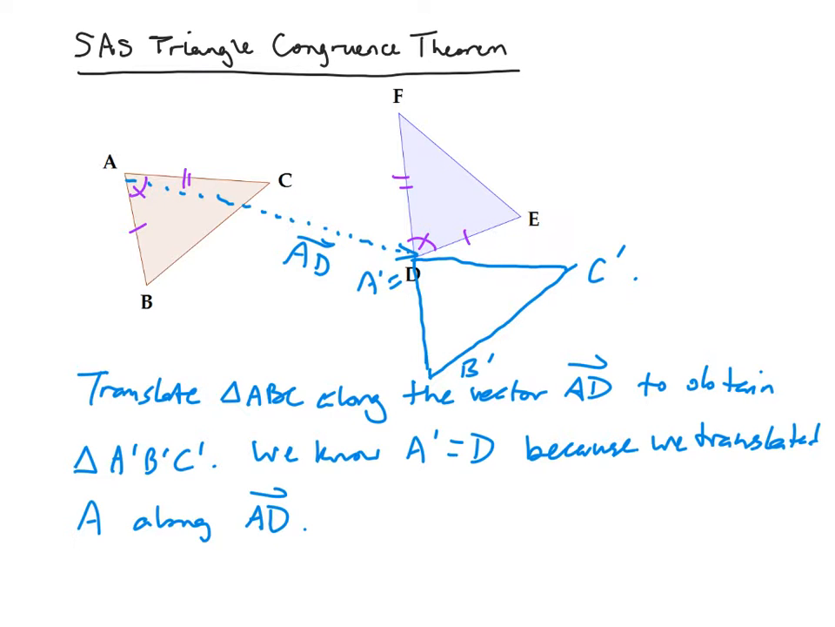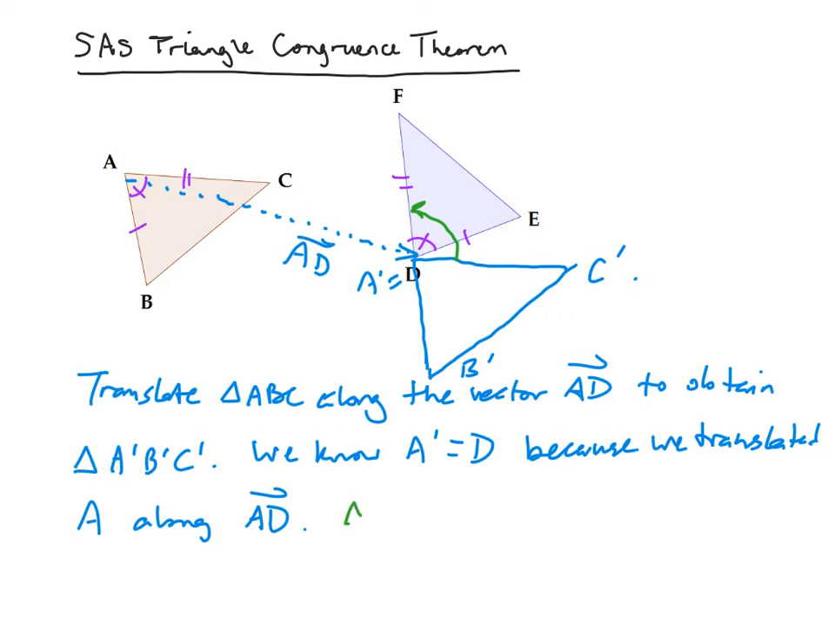Now the next step I'm going to do is, it looks like these two triangles, the one I just drew here, A prime, B prime, C prime, and DEF, are just off by rotation. So I'm going to rotate that entire new triangle, let's use a different color here, by this angle here, that directed angle.